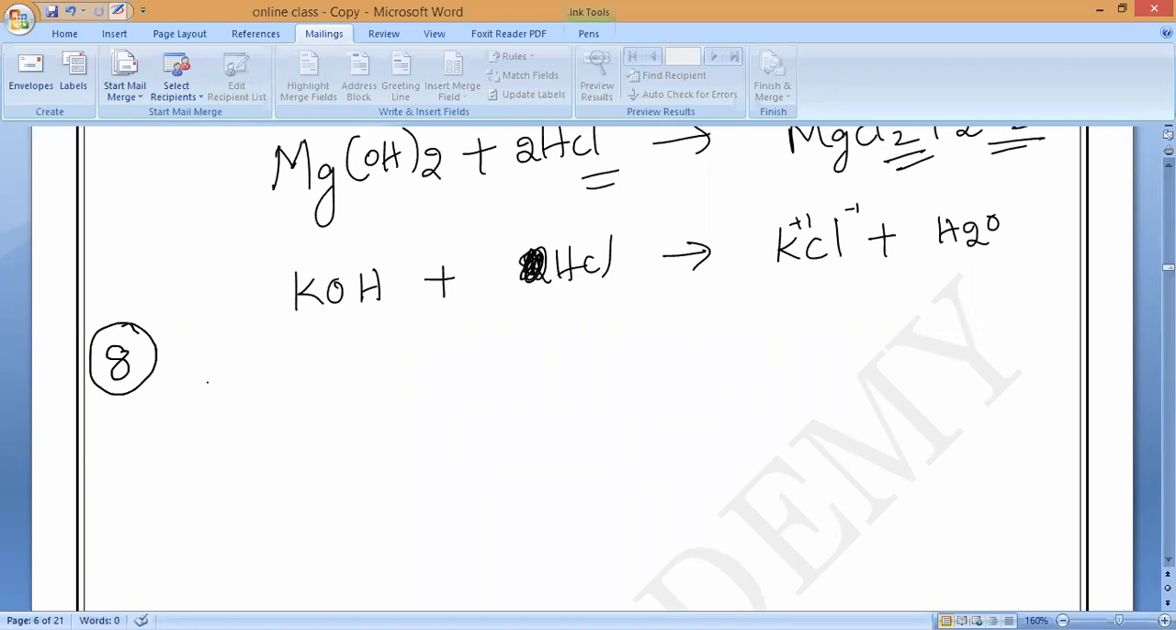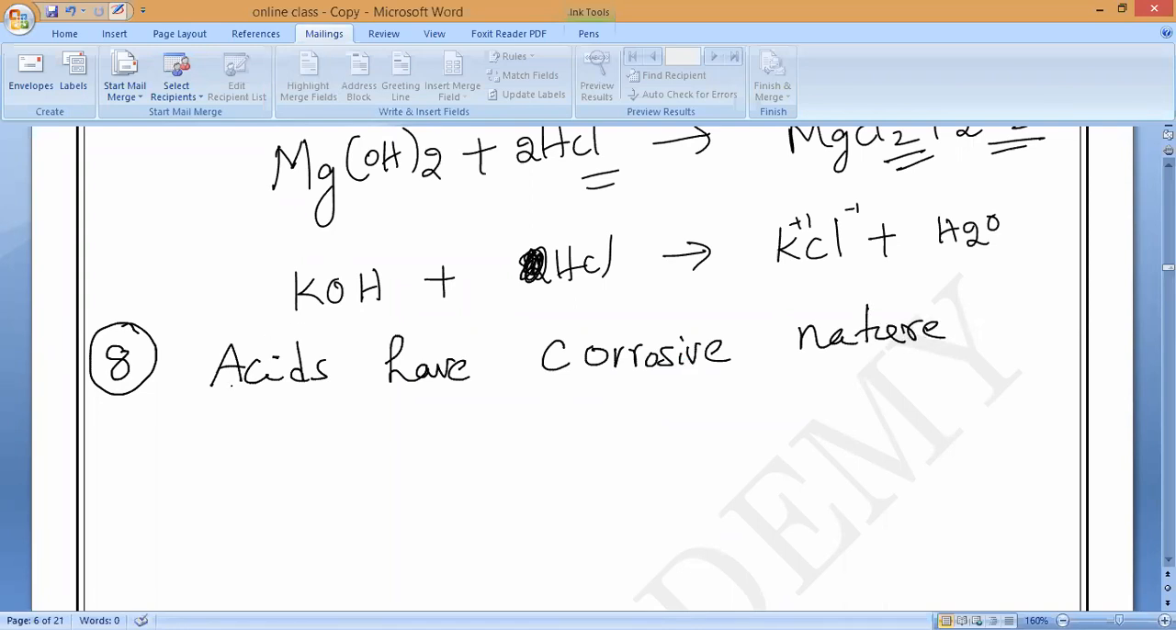Write it. Acids have corrosive nature. What is the meaning of corrosive? Anybody? Rusting. Rusting is only for iron. For all the remaining metals we call it corrosion. Corrosion means the spoiling of metals. Those who don't know the meaning can write it: spoiling.